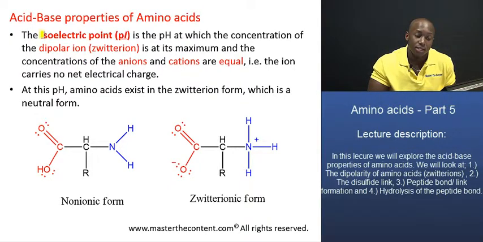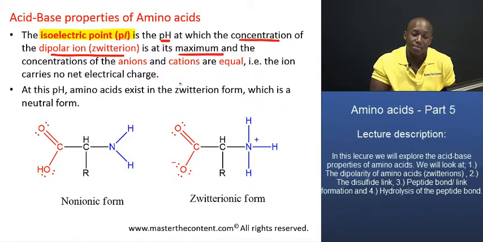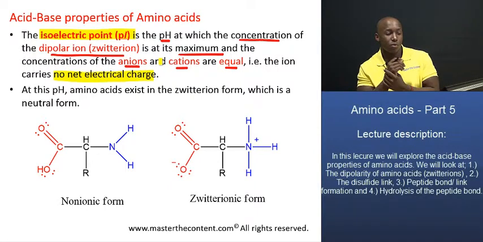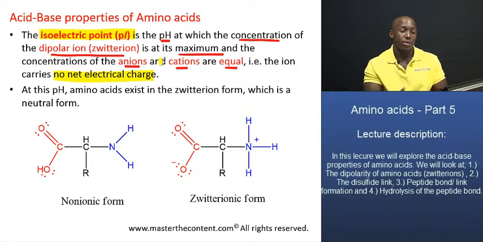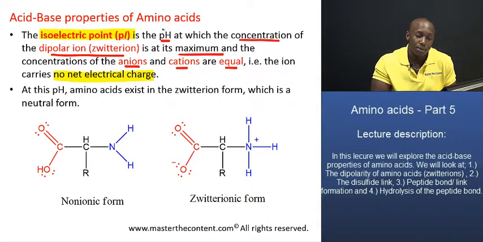So the isoelectric point is basically the pH at which the concentration of the dipolar ion, the zwitterion, is at its maximum, and the concentrations of anions and cations are equal, so they cancel each other out. In this case, the ion will have no net electrical charge. So that is what we refer to as the isoelectric point, which is denoted by that symbol right there.